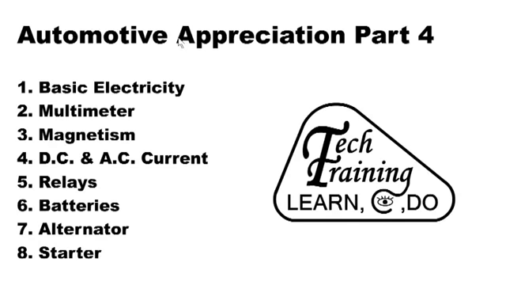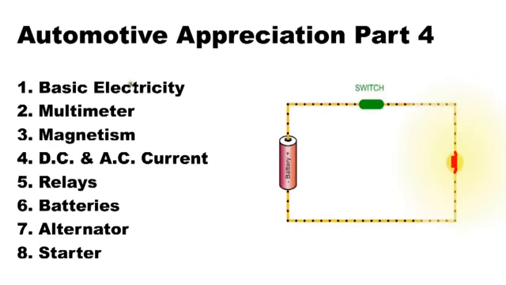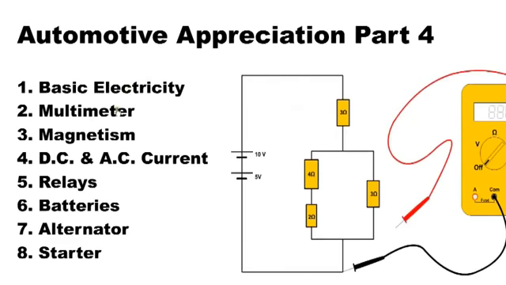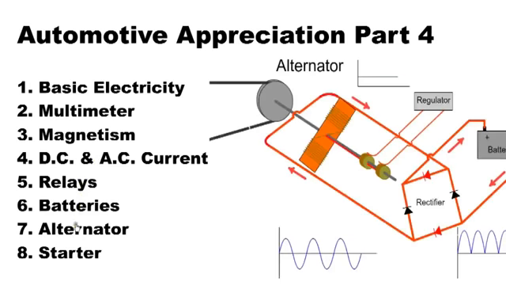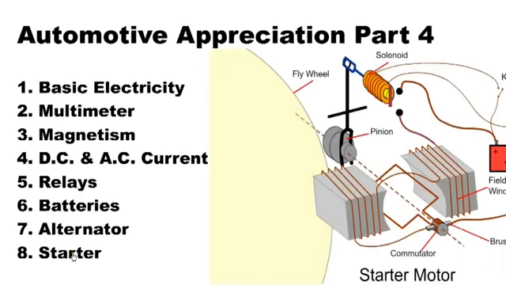Welcome to Automotive Appreciation Part 4. In this section we'll cover basic electricity, multimeters, magnetism, DC and AC current, relays, batteries, alternators and starters.